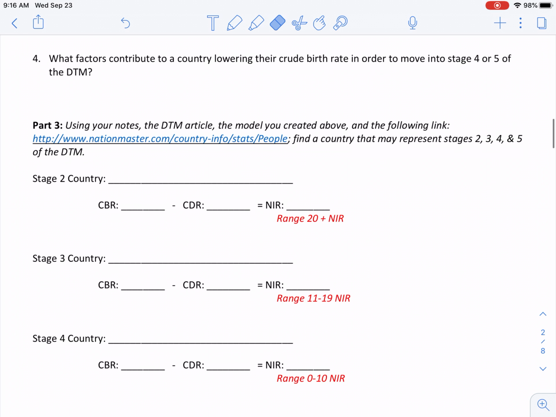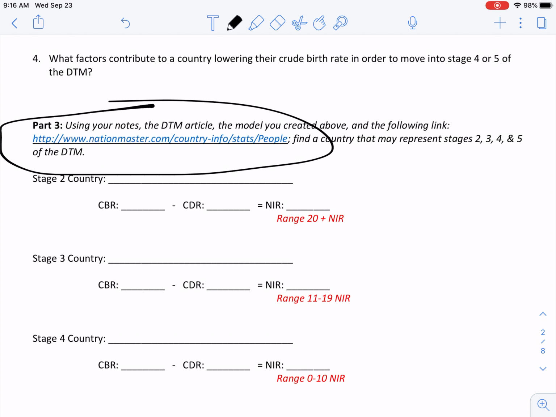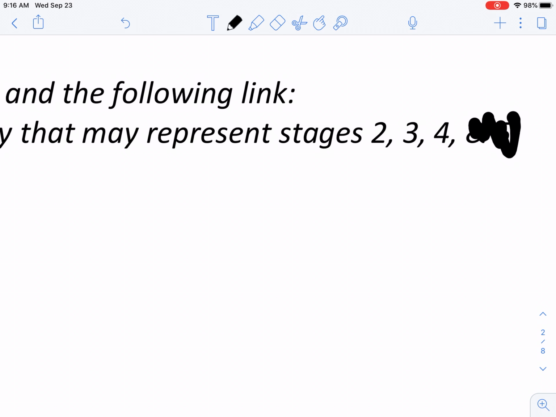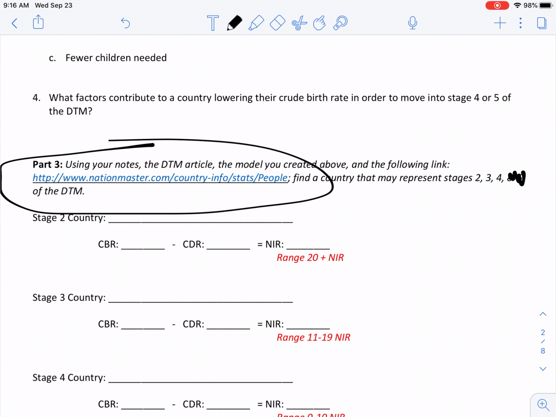Lastly, for part 3, you're going to use the notes that I gave you. Again, look at Cape Verde, Chile, and Denmark, the DTM article, and the model that you created. And also use the link Nation Master to find a country that represents stages 2, 3, and 4. Note that we cut out stage 5, so that can be crossed out of the directions. Don't have to find a stage 5 country. So you could go Cape Verde here, you could go Chile here, and you could go Denmark here.